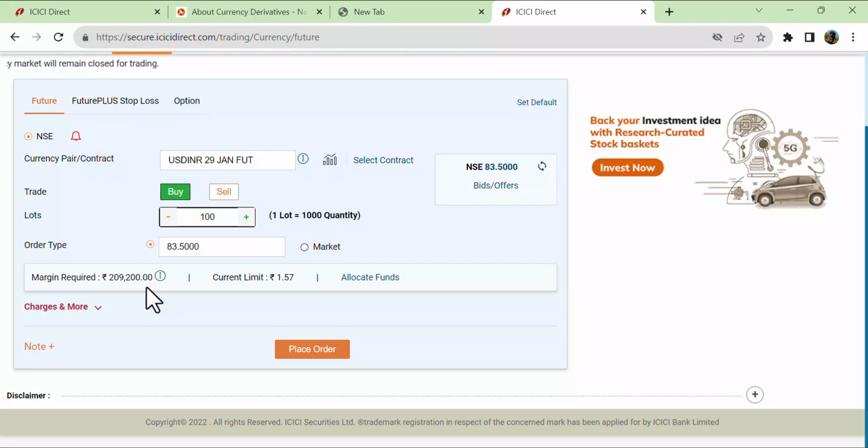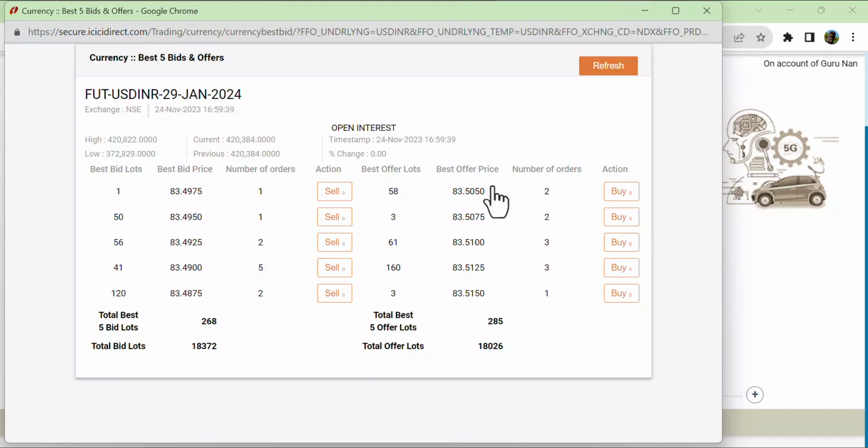2,09,200. So this is the margin money. Can you see the margin money? So this 2,09,200 will be the margin money which I have to pay. Then you can see the bids and the window, same window which I was explaining, which I just took a shot of there. So you will get the 5 best bids and 5 best offers. Offer price and the bid price.